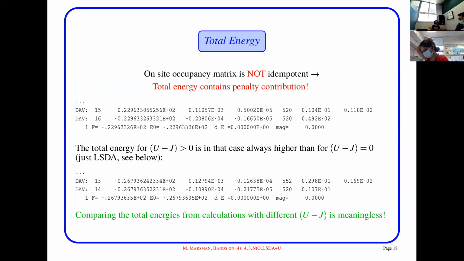That doesn't make any sense. Because the important part is that if you apply a U, you need to apply the U to all the systems. If you don't apply the U, then you need not to apply the U for any of the systems. And then you can do comparison between the two classes that you have. So no U and yes U, but you cannot compare yes U and no U, because the two energies will be different, because one has a correction and the other one does not have. Okay?